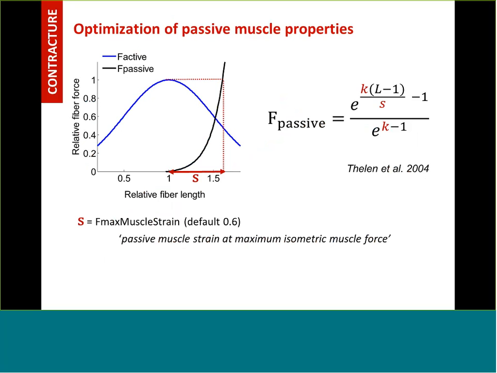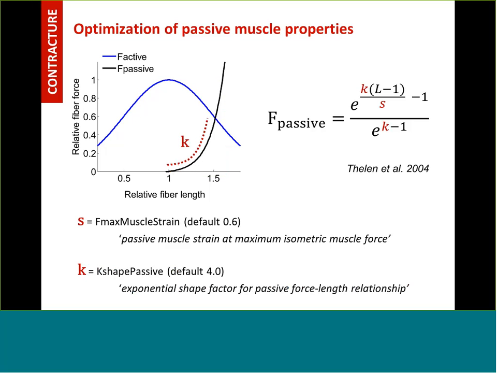F stands for the muscle strain at maximum isometric muscle force, or Fmax muscle strain. This describes the amount of stretch of a muscle when a passive force is applied equal to the muscle's own optimum force. By default, this amount of stretch is 60% or 0.6. A higher value of F thus means a less stiff muscle, as the muscle is stretched more for the same force. K stands for K-shaped passive and describes the shape of the curve, with a higher K indicating a more concave curve and lower K a more linear curve.